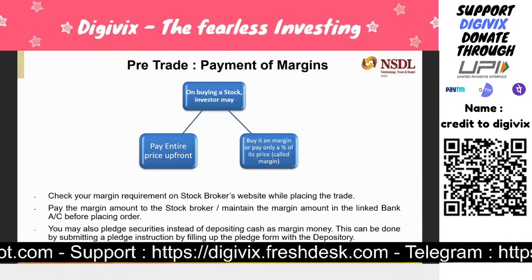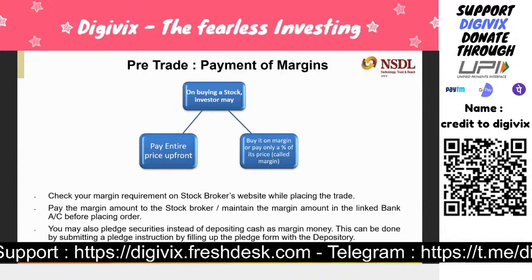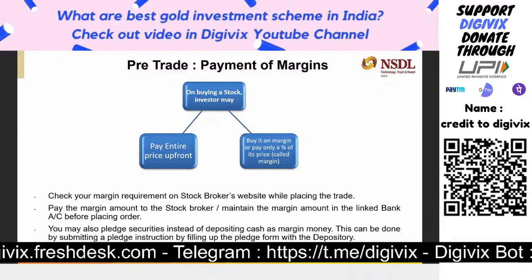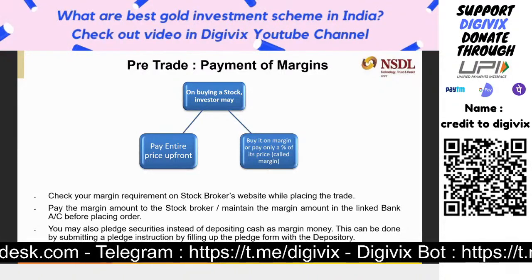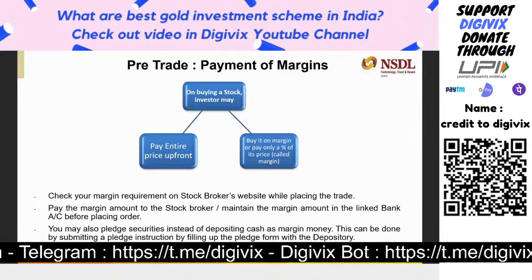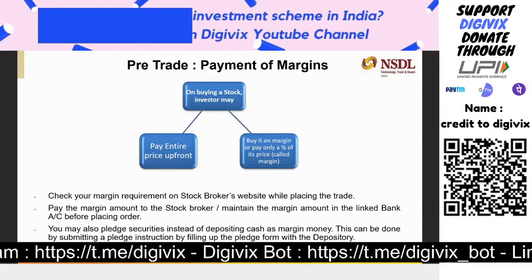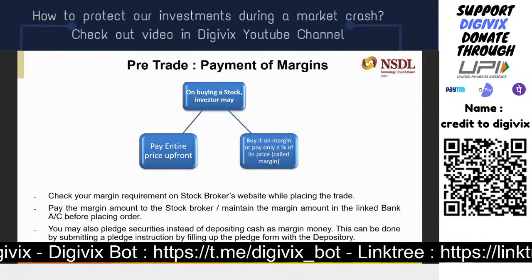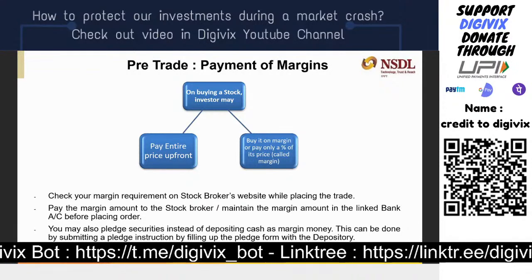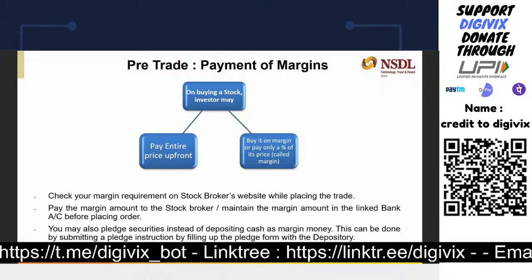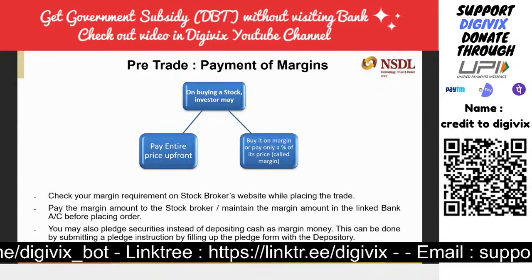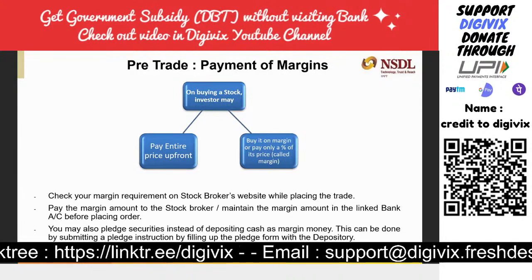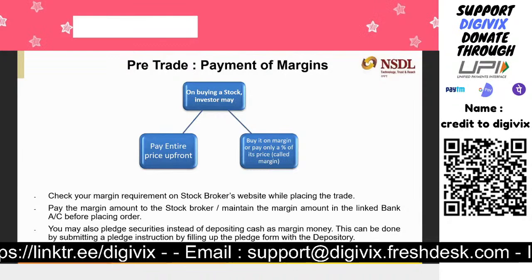Now, there's something called margin, where you pay only a percentage of the price. There's a margin requirement which changes on a daily basis, and which you can see on a stockbroker's website. While placing the trade, you have to pay the margin amount to the stockbroker, maintaining the margin amount in the linked bank account. You may pledge your existing holding in your Dmat account to get that much margin released, which can be used to trade.